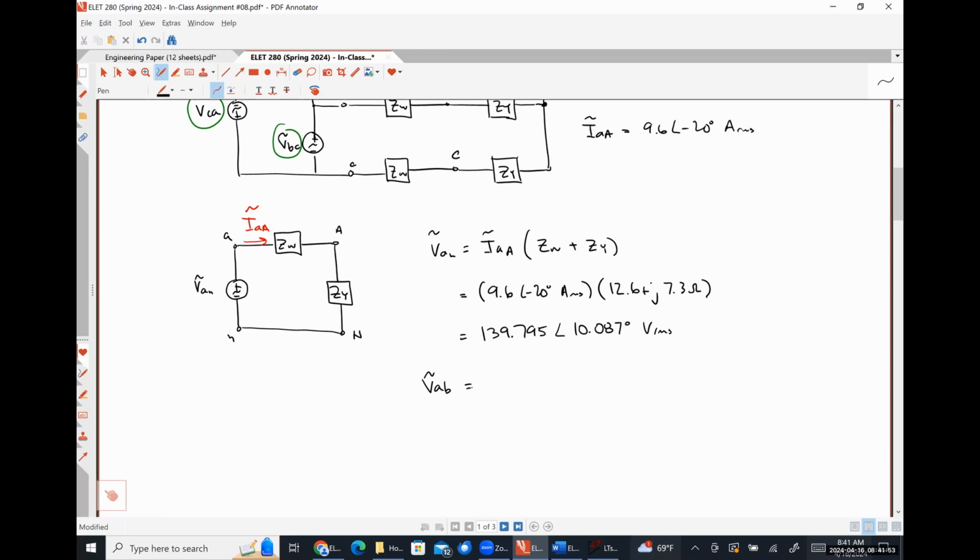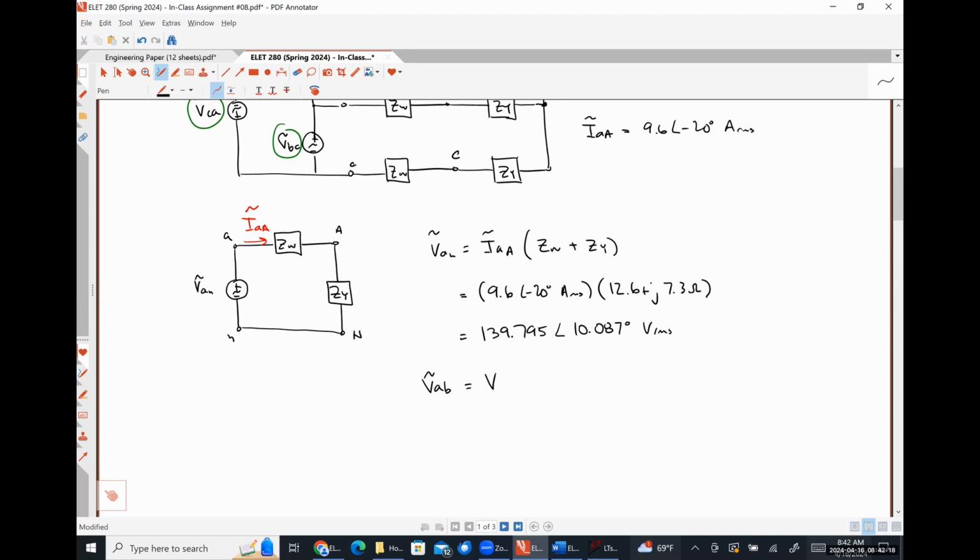What did he say? So it shouldn't be dividing because we're going from Y to delta. So we multiply by √3 angle 30 degrees. To go from Y to delta, multiply by √3 angle 30. To go from delta to Y, divide by √3 angle 30.